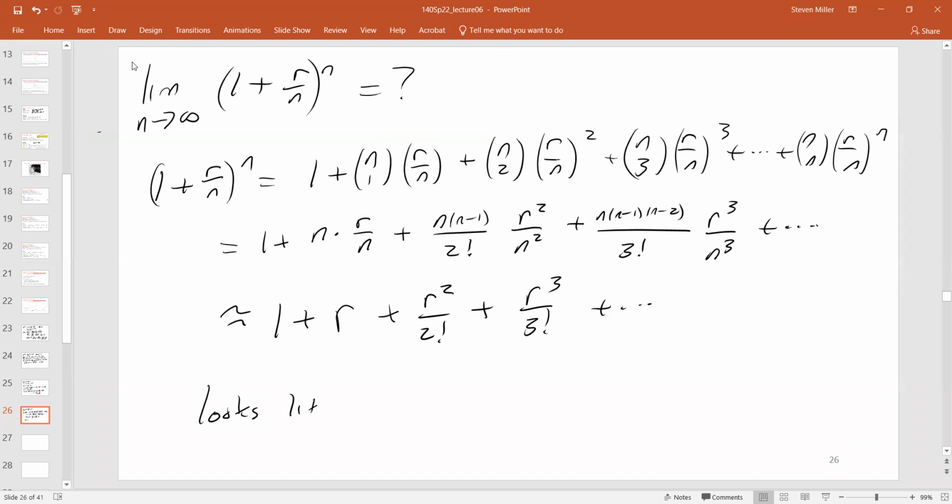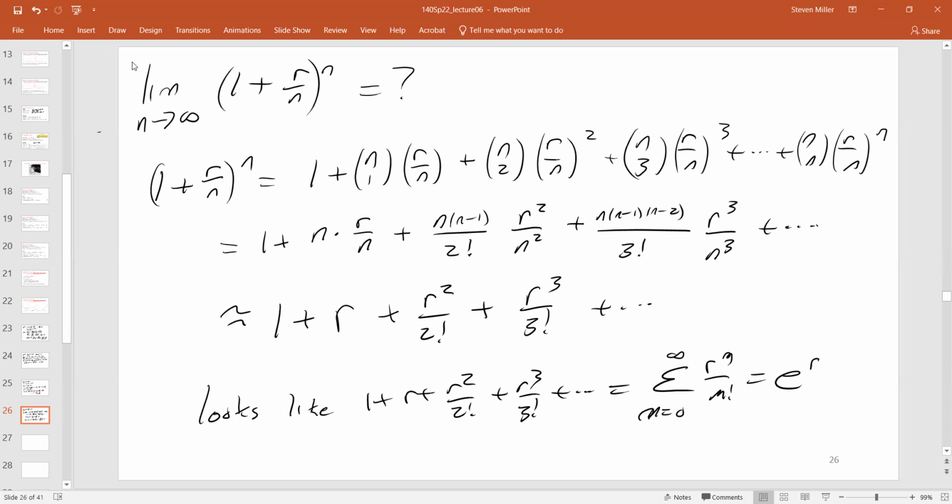It looks like 1 plus r squared over 2 factorial plus r cubed over 3 factorial, or the sum, m goes from 0 to infinity, r to the m over m factorial, which is e to the r. So this is a rough argument that the two different methods actually give the same answer.